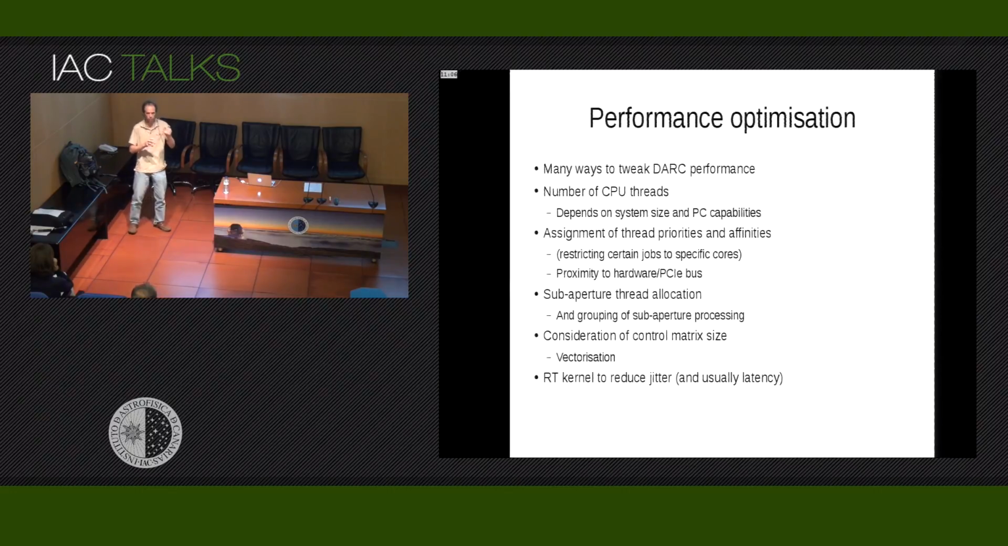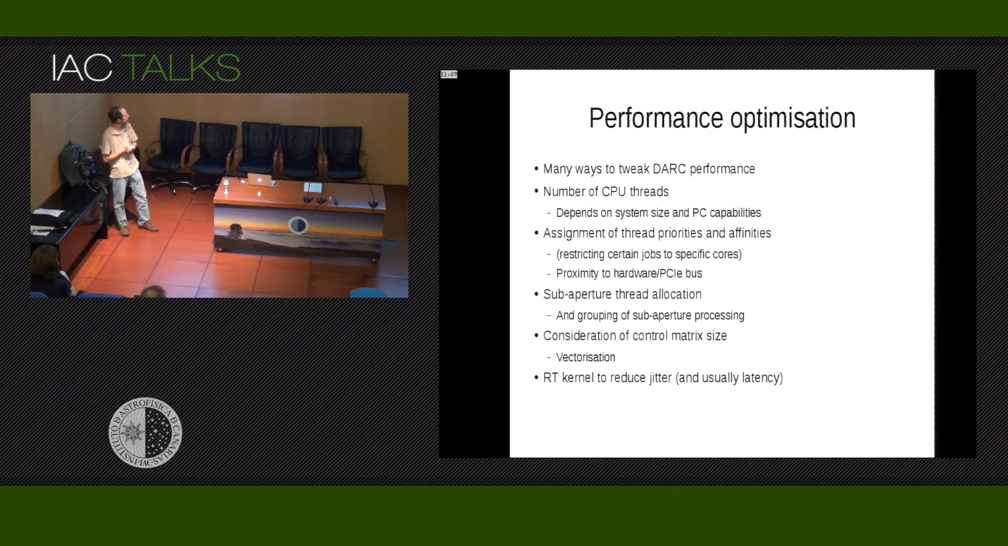Where you put those threads, on which cores, and what priority you assign to them is also very important. So if you've got some threads that are responsible for reading data out of the camera, you want them on the core to which the PCI bus is attached, for example. How do you process these threads in DARC? Well, I've said that each thread processes a subaperture from start to finish. If you allocate certain threads to certain subapertures, it stops a bit of randomness going on. It means that each thread knows it's going to do a certain number of subapertures, and then it reduces your jitter and probably your latency as well.